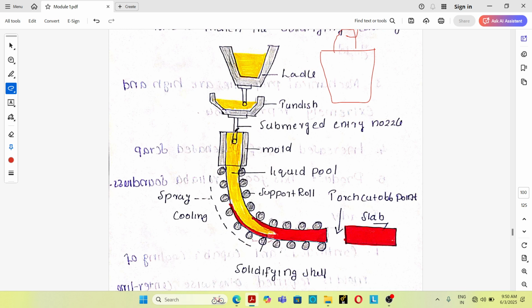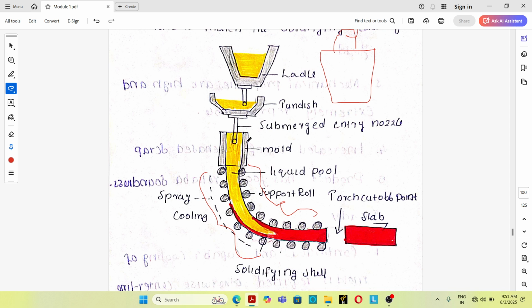When the molten material is flowing through the mold, rollers are provided on either side. The molten material gets solidified, the rollers rotate, and the semi-finished billet is moved in a downward direction. Cooling is provided on both sides for cooling the billet, and later, after solidification, the billet is cut to a particular length using gas torches. So this is known as the continuous casting process.